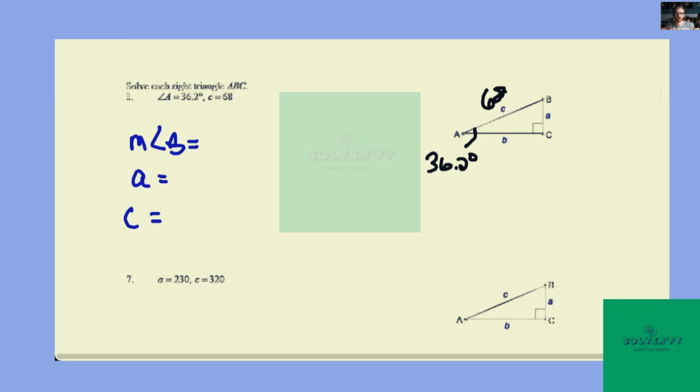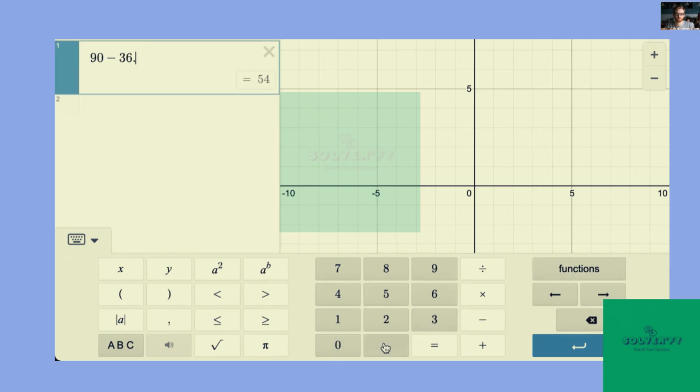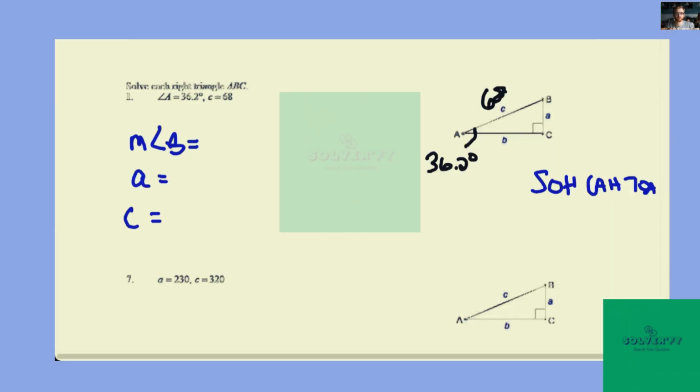To solve a triangle is to find all the missing pieces. So if we know that angle A is 36.2 degrees and side C is 68, then we have to be thinking of SOHCAHTOA here. Let's say we don't need that to find angle B though. You can just subtract 36.2 degrees from 90 and we get 53.8 degrees.